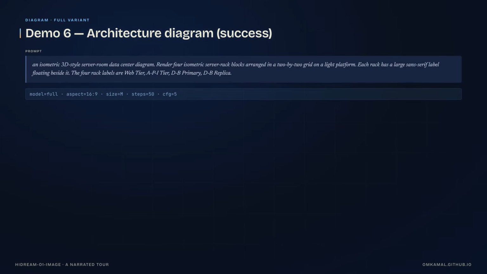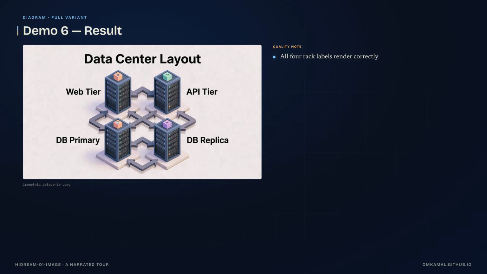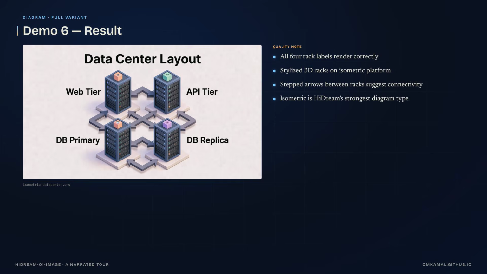Sixth example: architecture diagrams. HiDream is surprisingly capable at cloud and software architecture diagrams when you respect its density limits. We ask for an isometric data center with 4 labeled server racks. All 4 rack labels: Web tier, API tier, DB primary, DB replica, render correctly. The 3D isometric racks are stylized but accurate. The platform with stepped connectivity arrows suggests a real architecture asset. Isometric works well because the visual complexity carries the diagram. There is less reliance on dense typography.